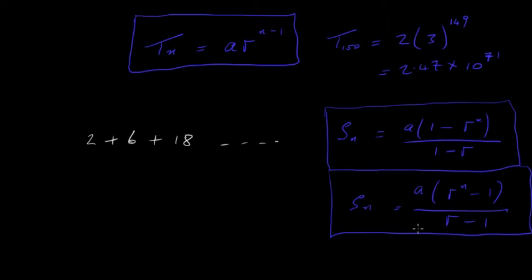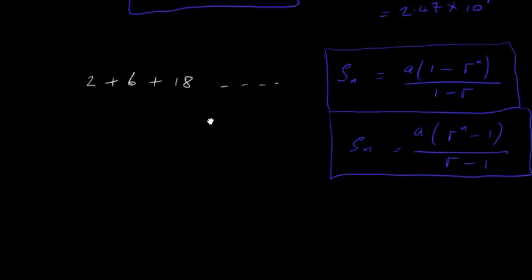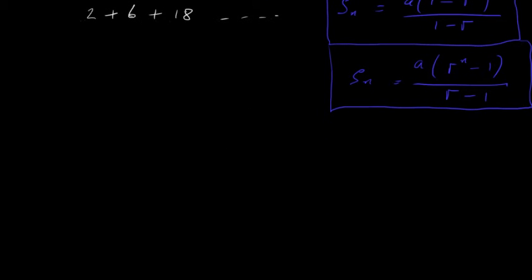Okay, so where does this come from? Let's have a look at that. Well, if we take a series Sn, Sn is going to be simply equal to a plus ar plus ar squared plus ar cubed and so on, all the way up to ar to the power of n minus 1. So this is one particular series here.